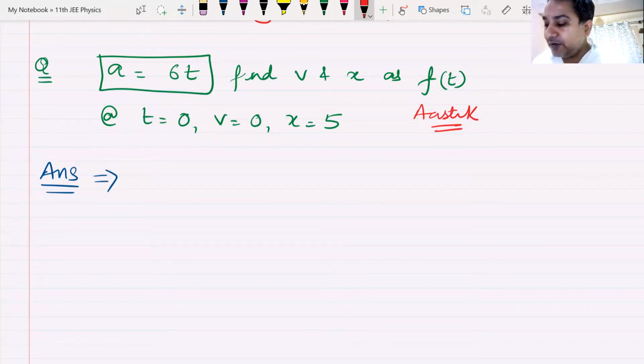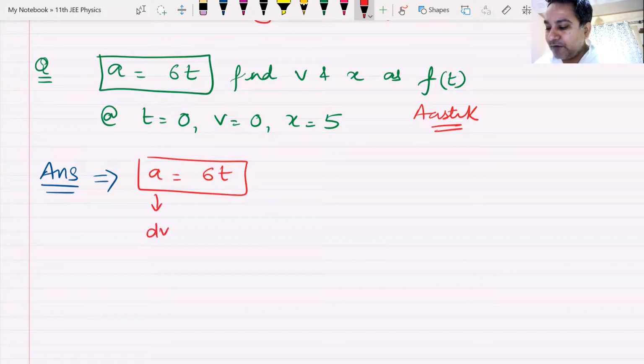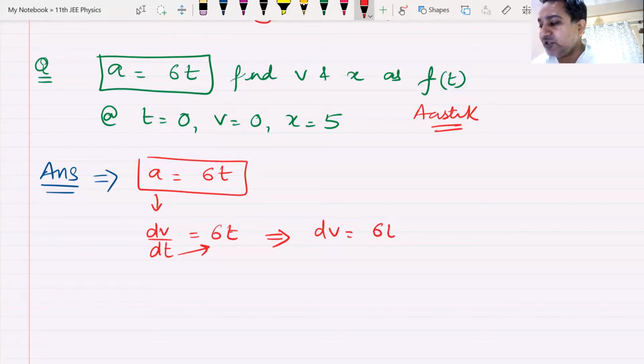So how do I do it? Acceleration is 60t. Step number 1. Step number 2, dv by dt is 60t. Step number 3, dt goes this side. dv is equal to 60t dt. Step number 4 is putting the integration sign. Step number 5 is getting the value of the integral.